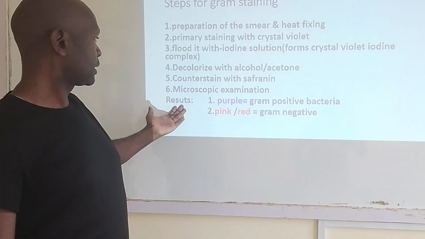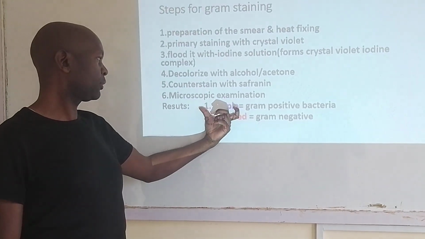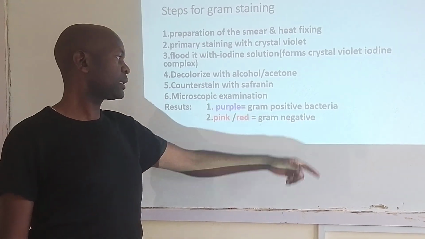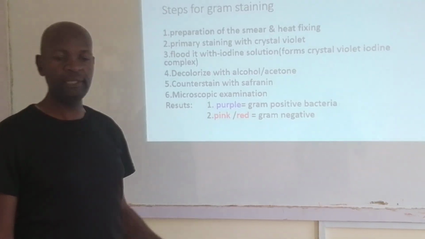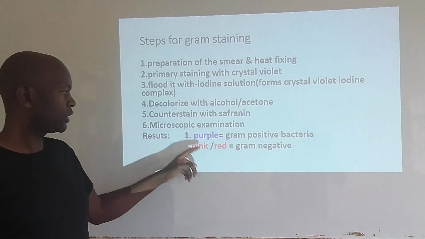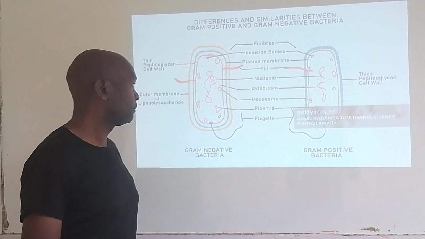So what are the results? When you see a purple bacteria or a purple color, that means that's a gram-positive bacteria. When you see a pink or red color on microscopic examination, that is a gram-negative bacteria.